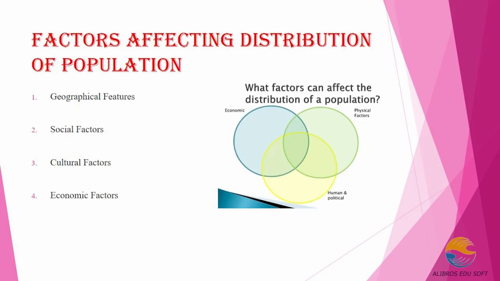Next is factors affecting distribution of population. The first factor is geographical features. Second is social factors. Third is cultural factors, and the fourth one is economic factors. Let's explain what geographical features are. Geographical features include topography, climate, soil, water, minerals. As you can see in the picture, the factors which can affect the distribution of population are economic factors, physical factors, and human and political factors.